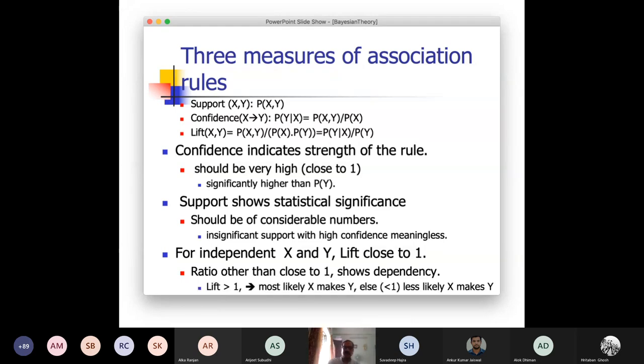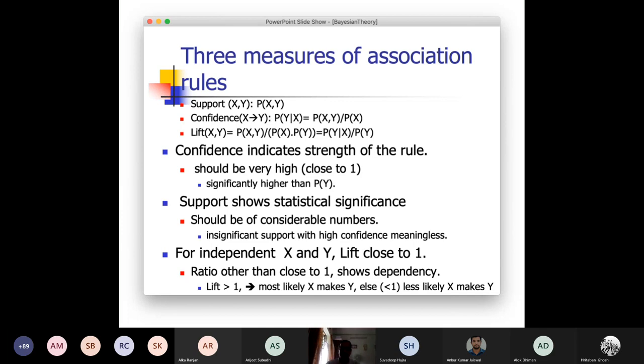However, if lift is greater than 1, then most likely x makes y. As I mentioned, causal relationships cannot be ensured, but a higher lift may indicate this causal relationship. That is what it means. Otherwise, they are associated. If it is much less than 1, they are also associated.